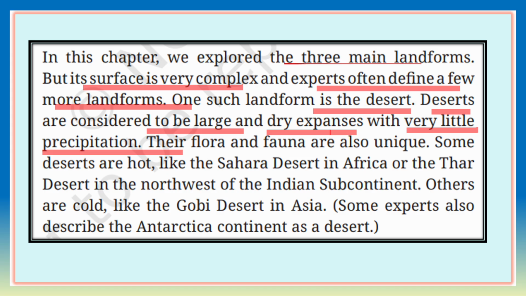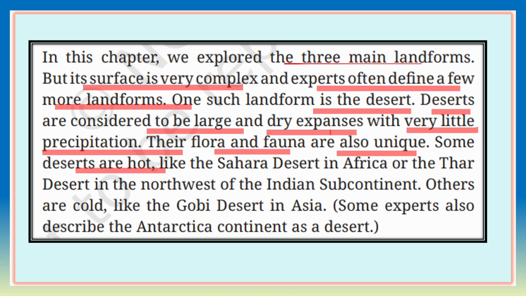Precipitation means rainfall. Their flora and fauna are also unique. Flora and fauna means plants and animals. The plants and animals found there are special and different from other places.